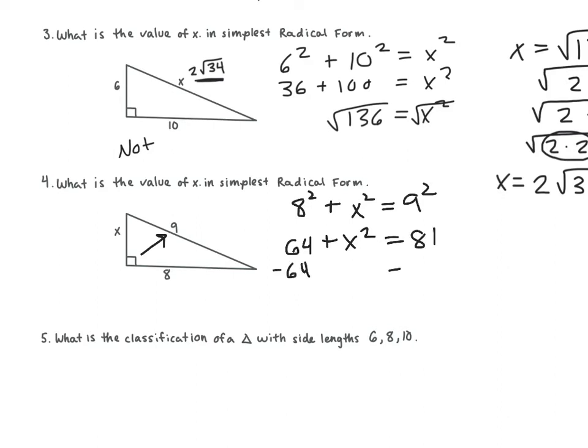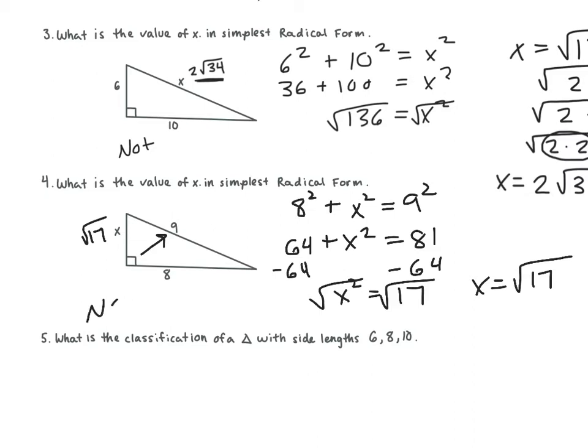So we do minus 64 from both sides. We have x squared is equal to 17. What do we do next? Take the square root. So what do we get for x? Can we simplify this? No. So that's our simplest form. So x is equal to the square root of 17. If we have a triangle with the sides of square root 17, 8, and 9, is this a Pythagorean triple? No. Why? Because they're not all whole numbers, so this is not a Pythagorean triple.